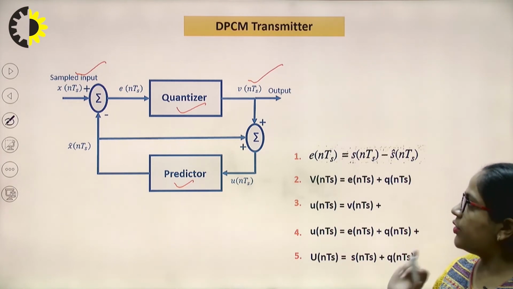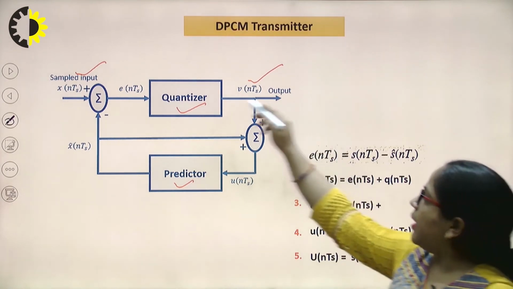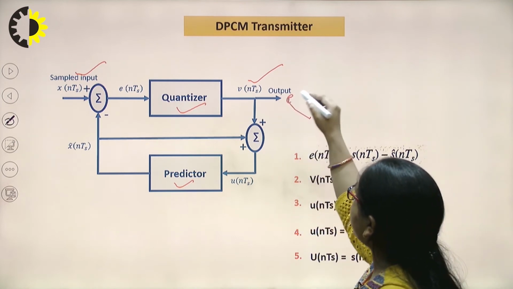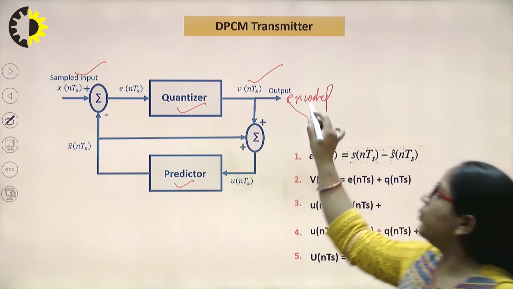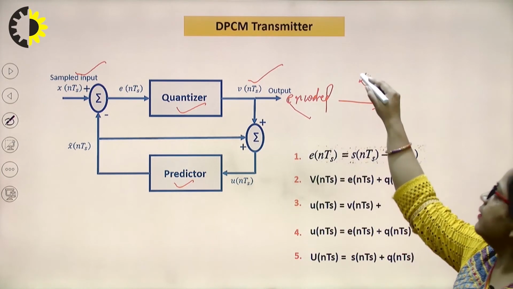So here in case of DPCM, the quantized output will then be encoded, and we will get the digital output.